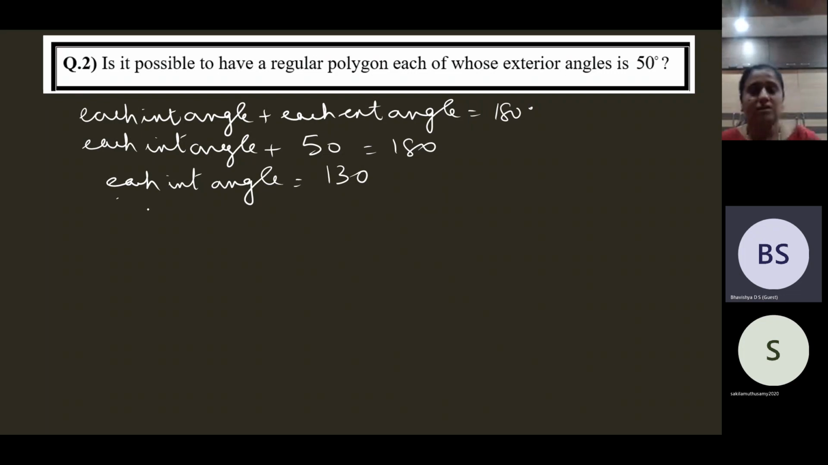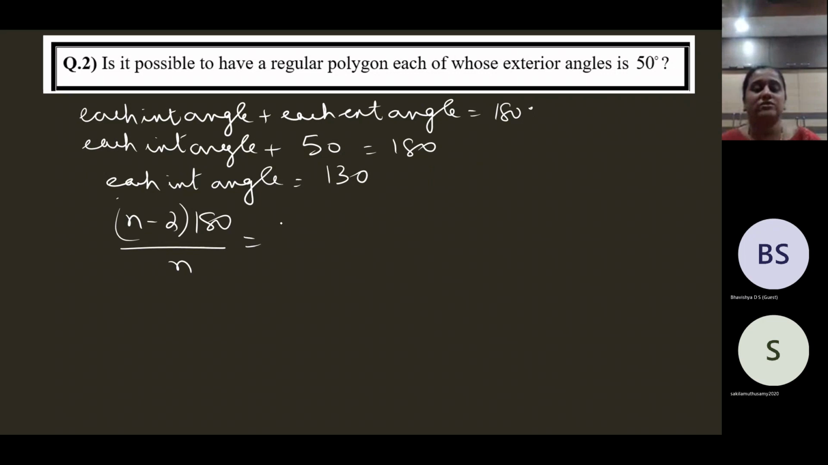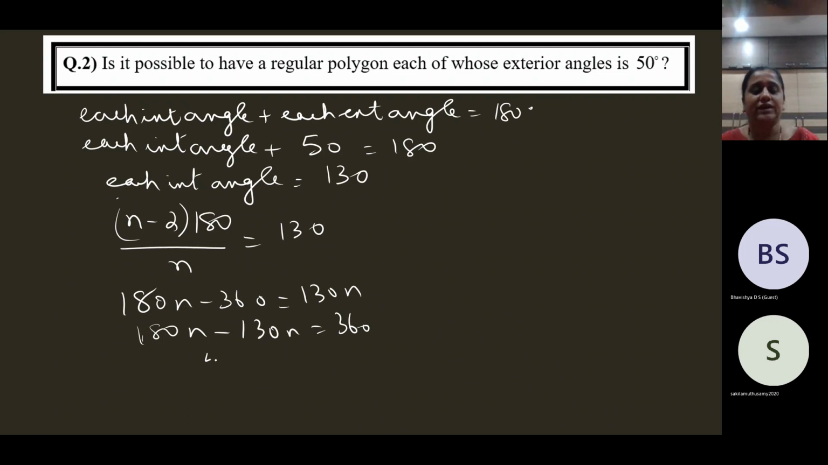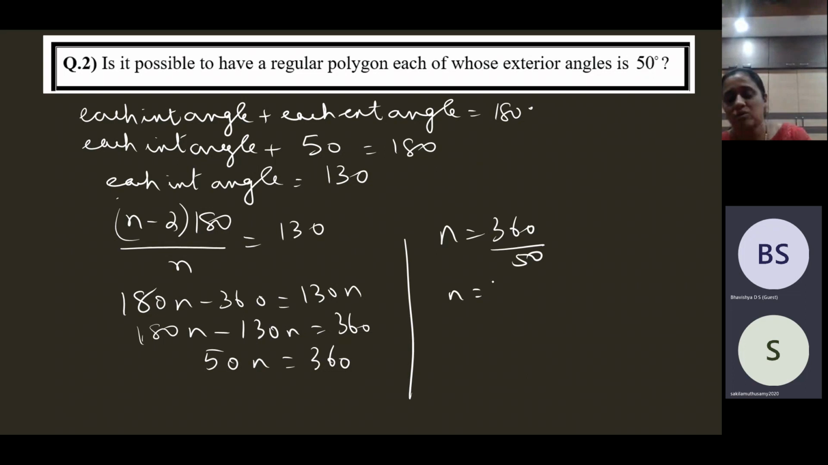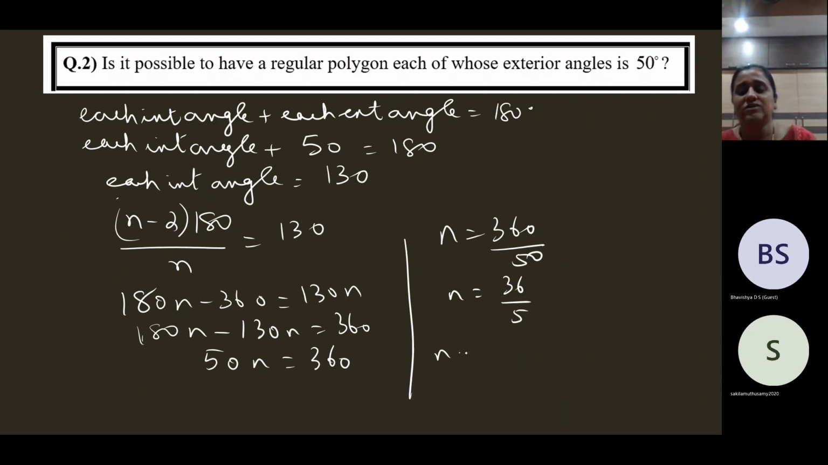Ma'am, n minus 2 into 180 by n is equal to 130. Then cross multiply: 180 n minus 360 is equal to 130 n. So you'll get 180 n minus 130 n is equal to 360. 50 n is equal to 360. n is equal to 360 by 50, n is equal to 36 by 5. The same thing, not a natural number, so it's not possible.